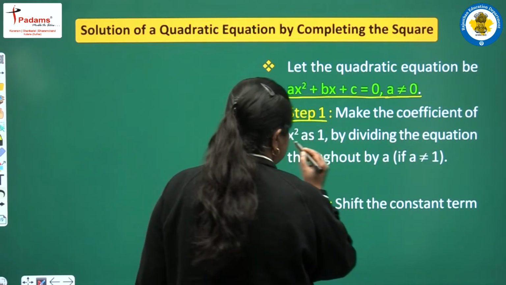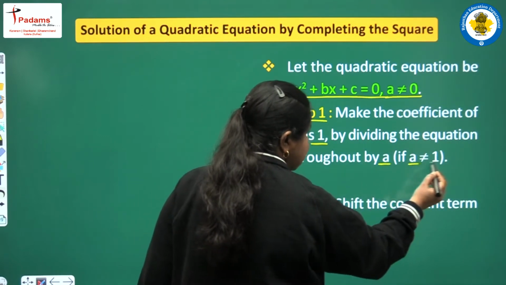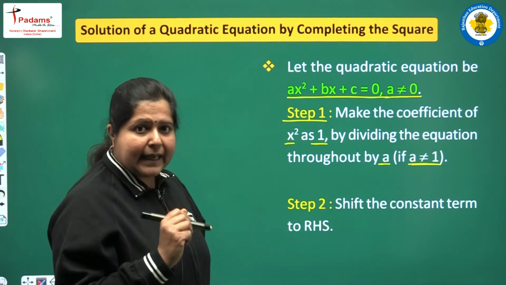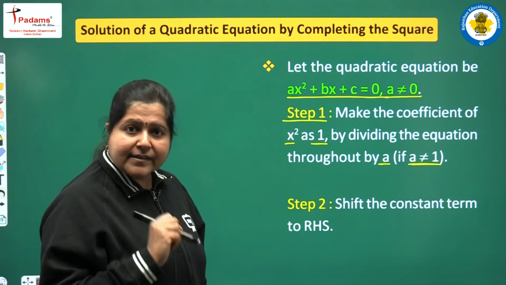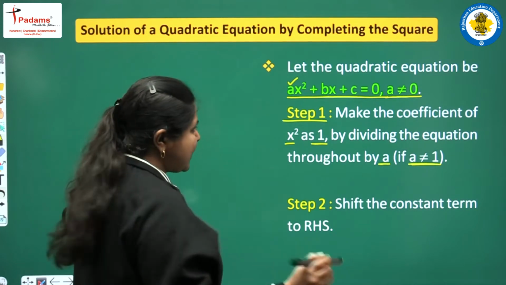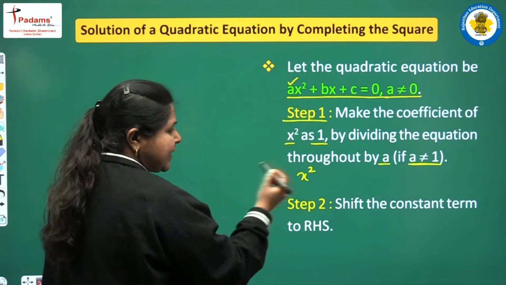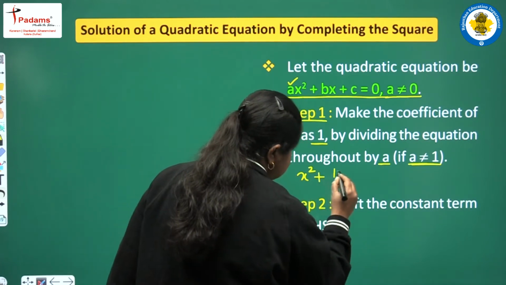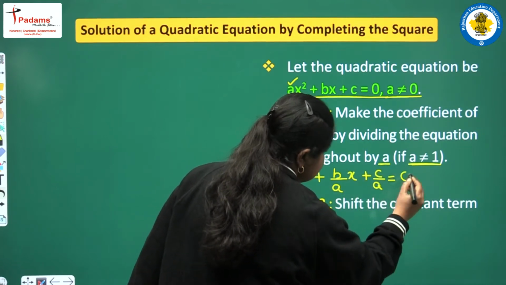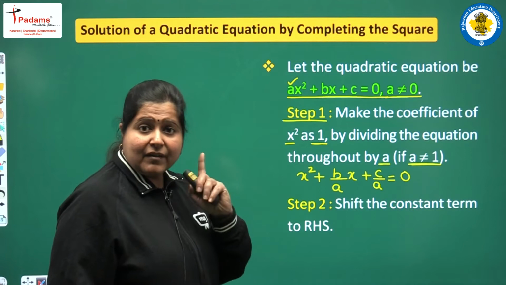Make the coefficient of x square as 1 by dividing the equation throughout by a if a is not equal to 1. अगर दी हुई equation में x square का coefficient 1 नहीं है, कोई और नंबर है, तो हमारा फर्स्ट स्टेप रहेगा इस equation को इस coefficient a से डिवाइड करना. और तब हमें क्या मिलेगा? देखिए आप, a से डिवाइड करेंगे तो a और a कैंसिल हो जाएगा और बचेगा x स्क्वायर प्लस b अपॉन ए x प्लस c अपॉन a इक्वल टू 0. गॉट इट? हमने पूरी इक्वेशन को a से डिवाइड कर दिया है. ये है हमारा फर्स्ट स्टेप.